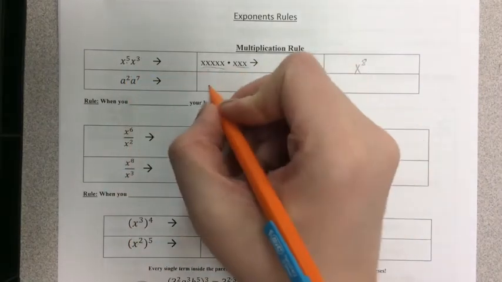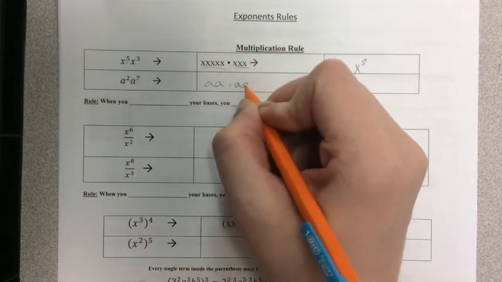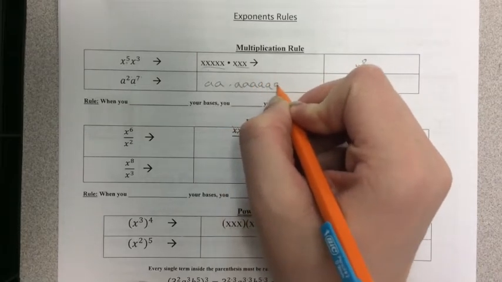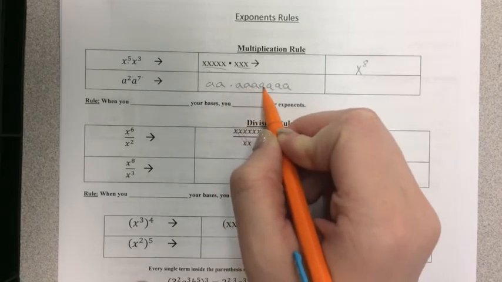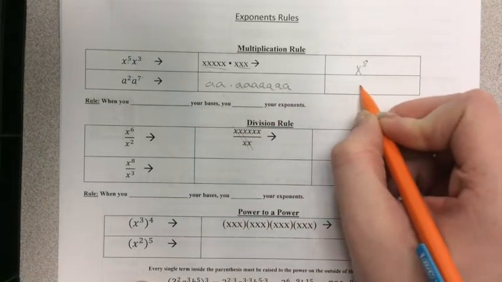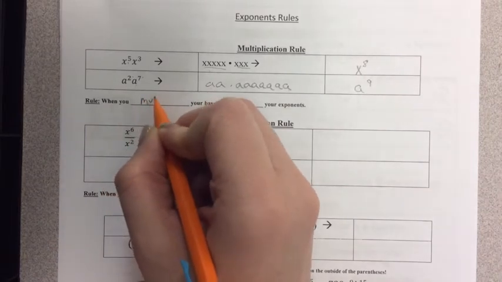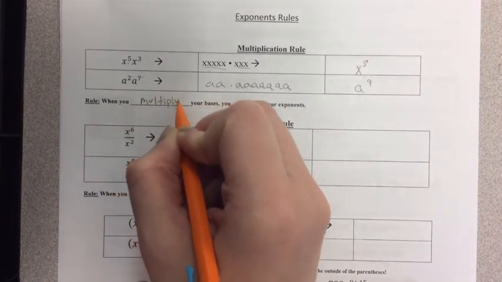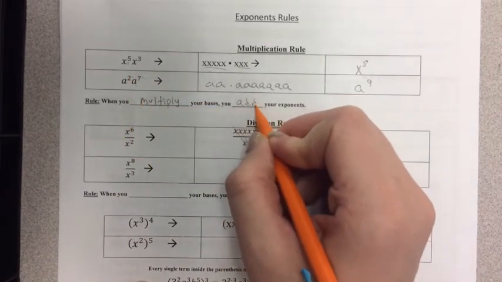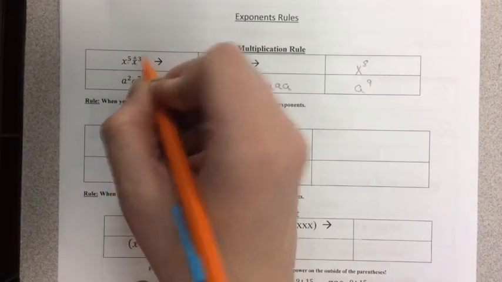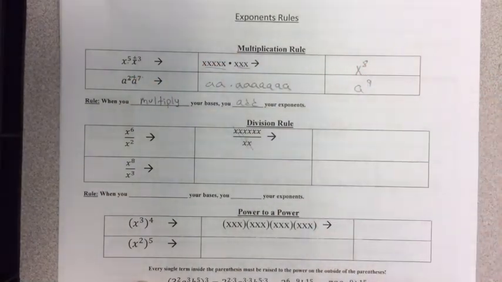Here, a2, so I have 2 a's. a7, so I have 7 a's. Okay, so that gives me 1, 2, 3, 4, 5, 6, 7, 8, 9. So a to the 9. When we multiply our bases, so when they're right next to each other, we add our exponents. So we can see 5 plus 3 does equal 8, 2 plus 7 does equal 9.